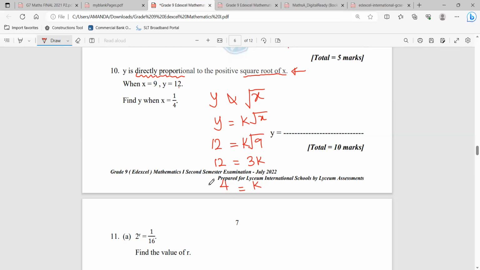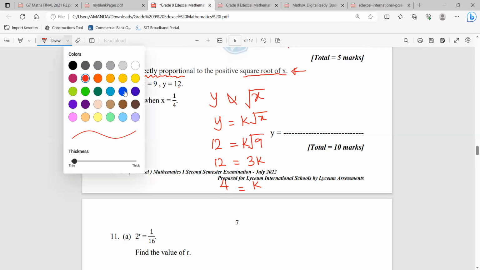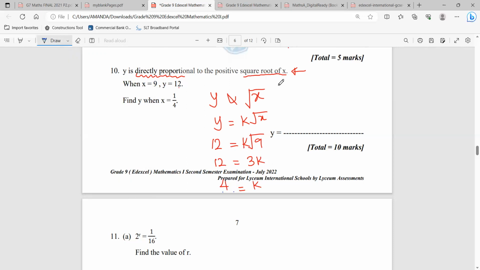Right. Now I can nicely write our relationship between y and square root of x in this way, after finding out what is k. Y equals k square root of x. Right? So I will write this. I'll put 4 to this one. Y equals 4 square root of x.